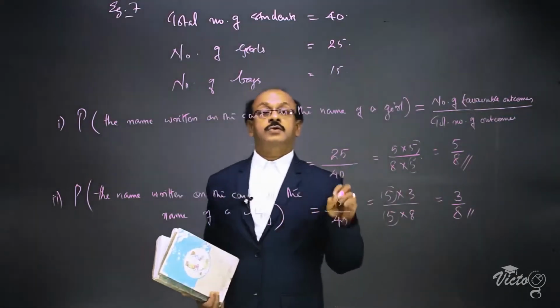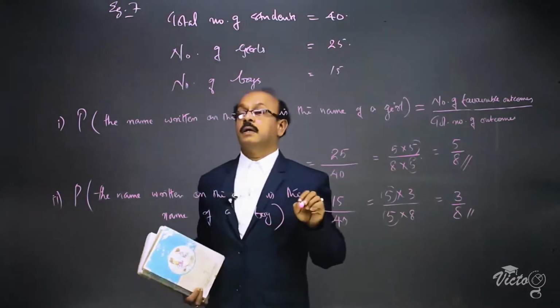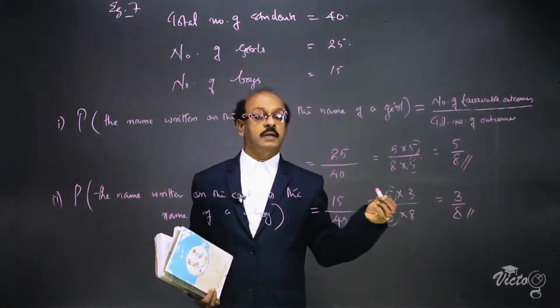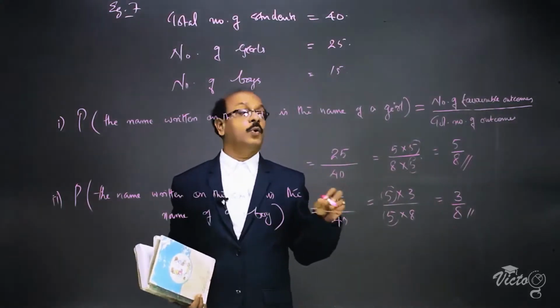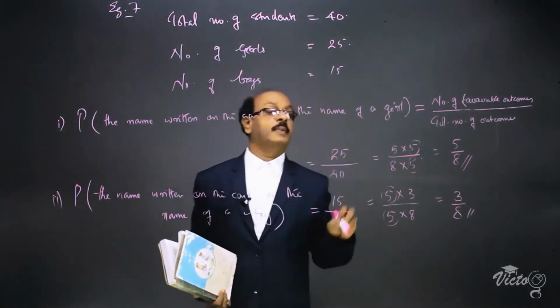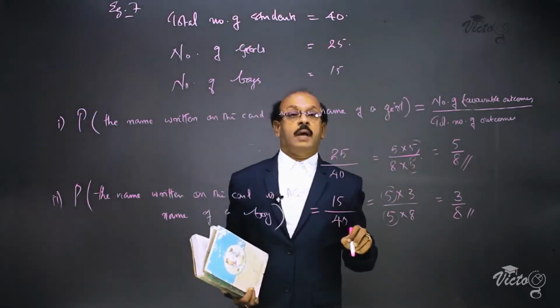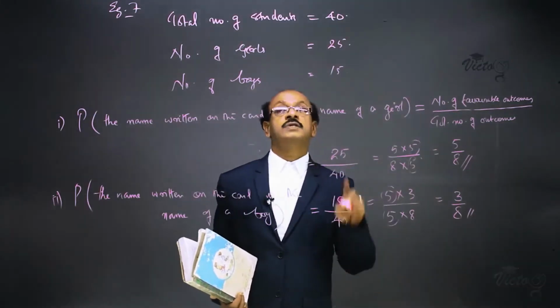So here are two cases. One is the name written on the card is the name of a girl, and the second one is the name written on the card is the name of a boy. So here also the total probability is 1. That means 5 by 8 plus 3 by 8, the total probability here also is 1.